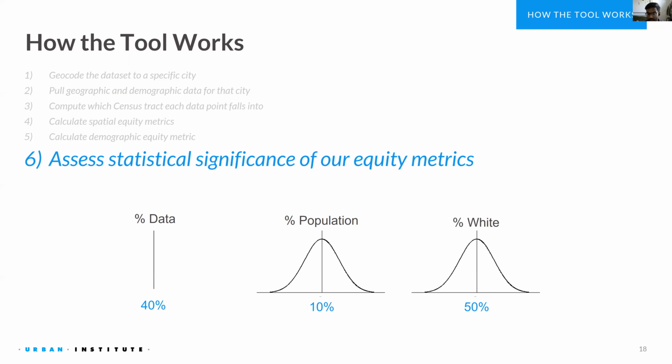So in this case, we would say that the percentage of data that comes from a particular census tract is fixed because that's a result of the data set you upload. But the percentage of, say, white residents in a census tract or the percentage of the population that falls in the census tract are census estimates with associated margins of error. So we can resample those values, then recalculate the spatial equity and demographic equity metrics, and then see what percentage of them are above 0 or below 0 and are statistically significant.